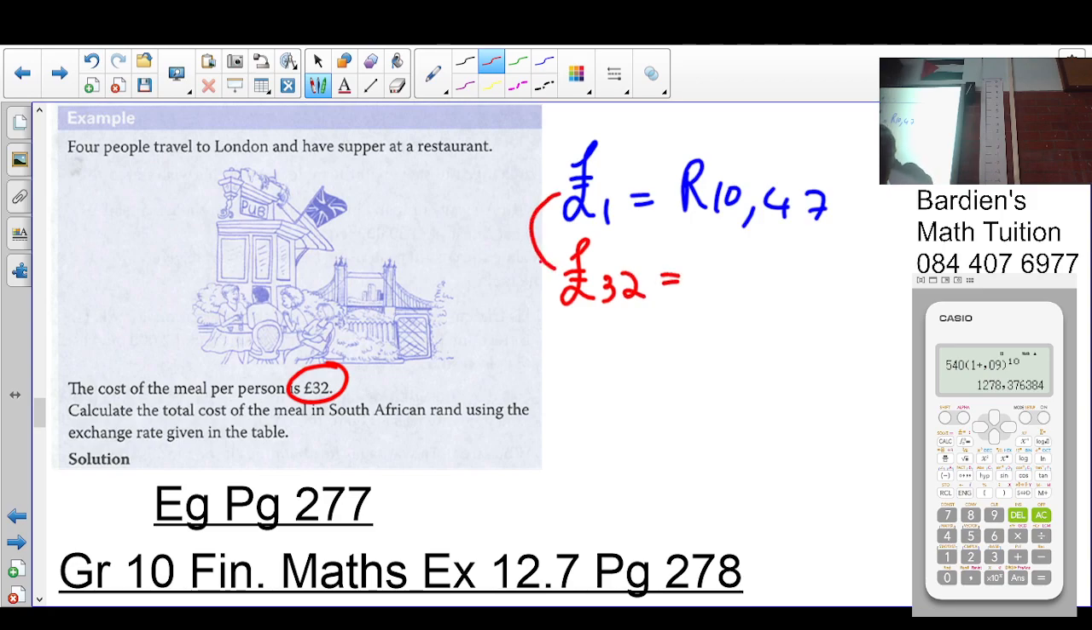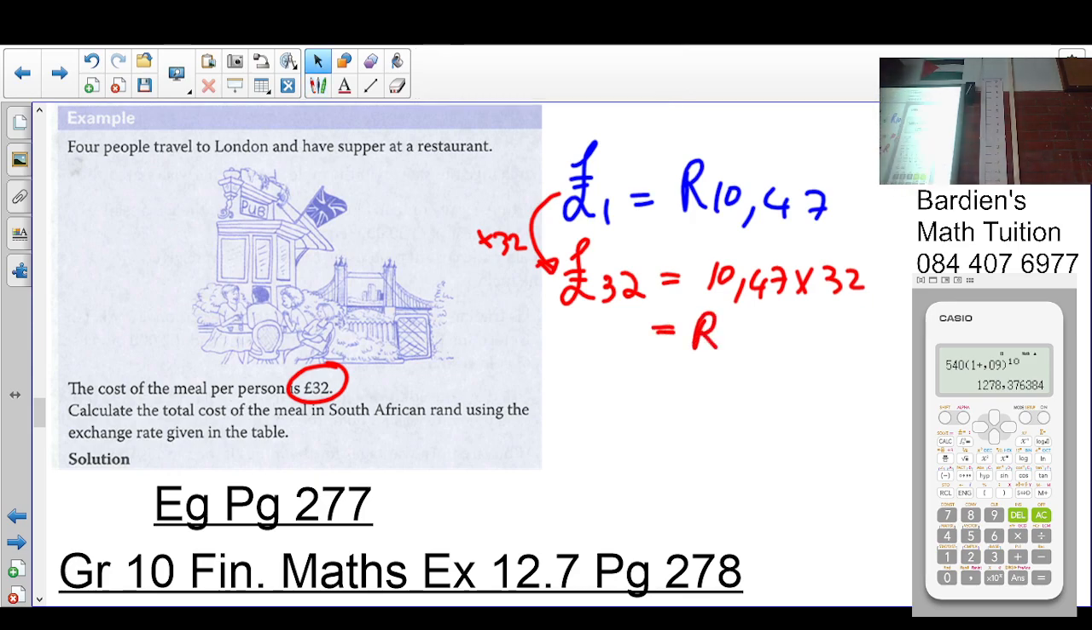How do I move from 1 to 32? You're either multiplying or dividing. We're never adding and subtracting here. It's like ratios, we only multiply and divide. So if I go from 1 to 32, I must multiply by 32. So it's 10 rand 47 cents times 32. Put that in the calculator.